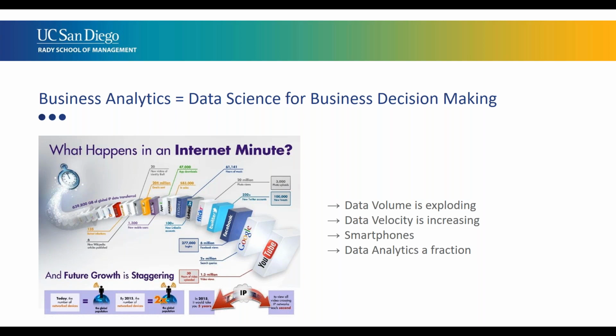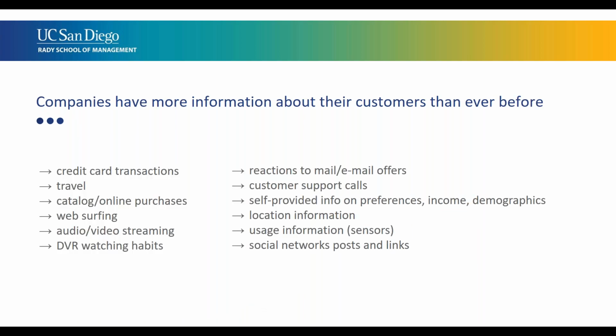Well, for businesses, that is things like credit card transactions, travel, really anything that we do online, right? Purchasing, streaming, just navigating around websites, what we're watching, what we're posting online. It's also information that we provide to them on our income demographics or where we are when we're using a certain app or website.